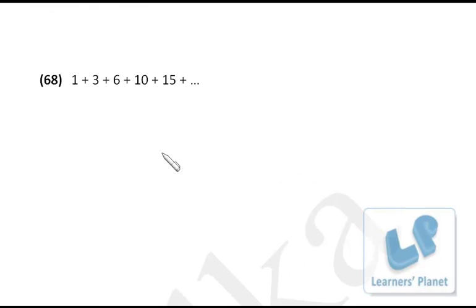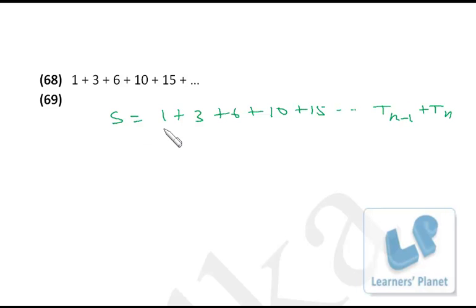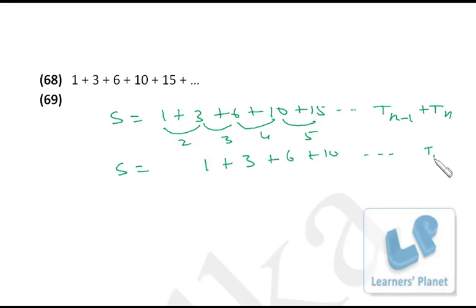Now here also we have to find out the sum till nth term. So I just write S = 1 + 3 + 6 + 10 + 15 + ... + t(n-1) + tn. Now the difference is 2, 3, 4, 5. So the next step will be, obviously, I just rewrite the sequence, leaving this place: S = 1 + 3 + 6 + 10 + ... + t(n-1) + tn.